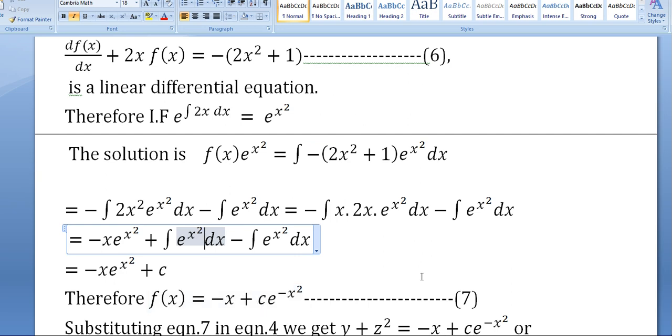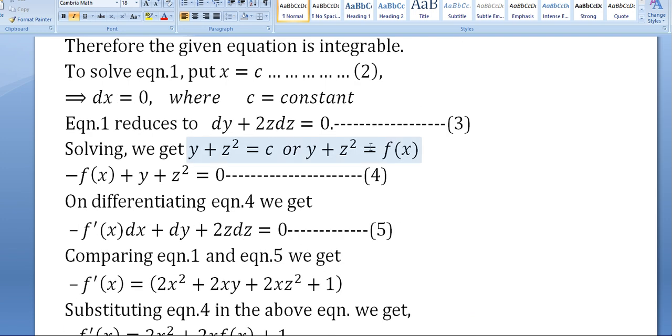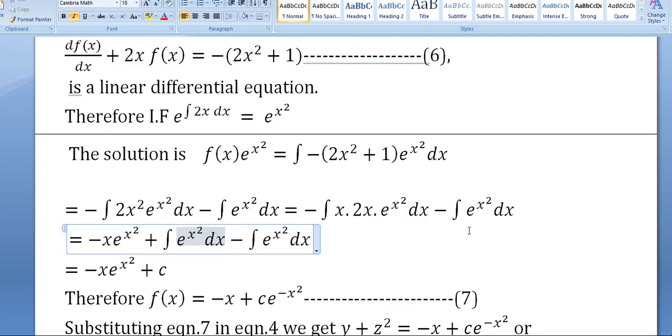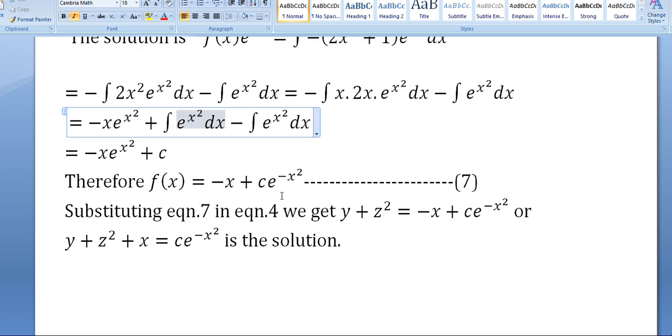But what is f of x? Here we got f of x is nothing but y plus z square. Substituting here, it becomes y plus z square is equal to minus x plus c e power minus x square, or y plus z square plus x is equal to c e power minus x square, which is the solution.